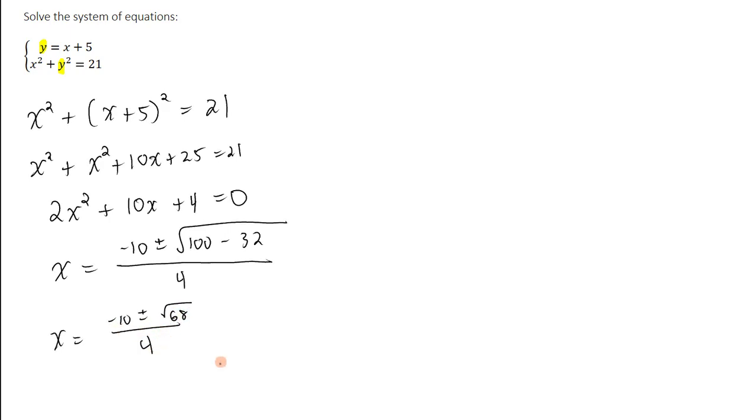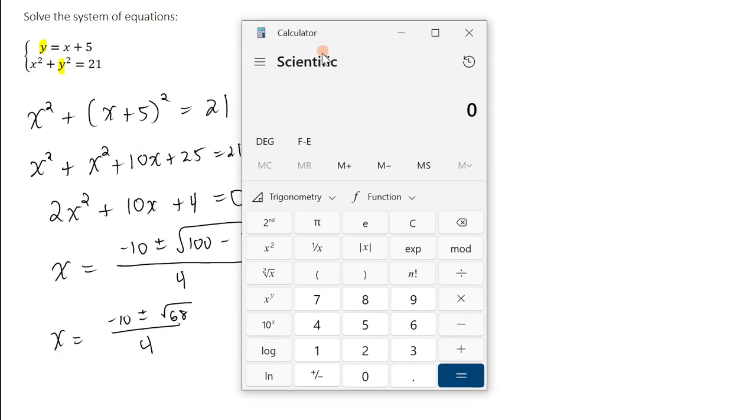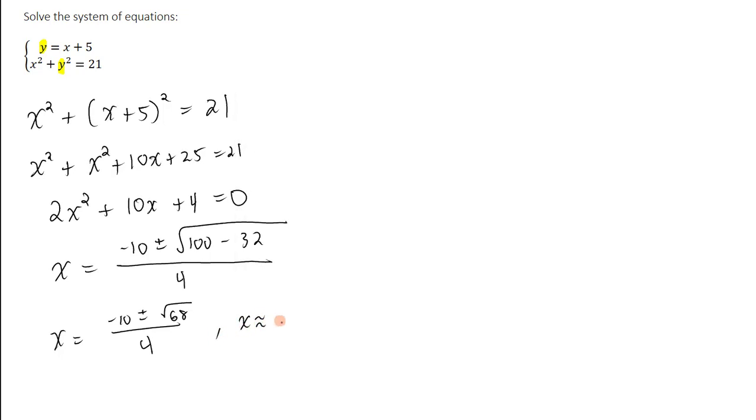All right, let's get some approximations for those. So let me bring up my calculator. Let's take the subtraction first. Negative 10 minus the square root of 68, equals, and divide that by 4. So that's negative 4.56. Let's take it to two decimal places. So x is approximately negative 4.56.